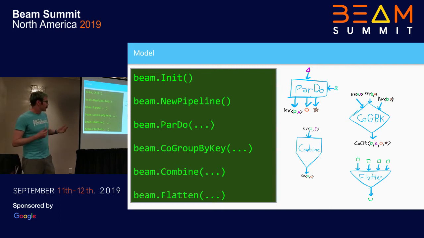For the actual how things look, you saw a little bit of this already with the demo I gave, but generally you'll see these two parts here, the inits and the new pipeline once per pipeline, and everything else is kind of self-explanatory. For running your DoFns, we have pardo. For grouping things, we have CoGroupByKey. For doing more advanced combine operations, we have combine and combine per key, flatten, so on and so forth.